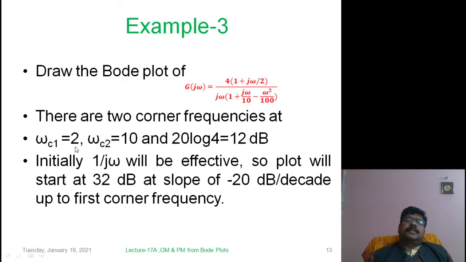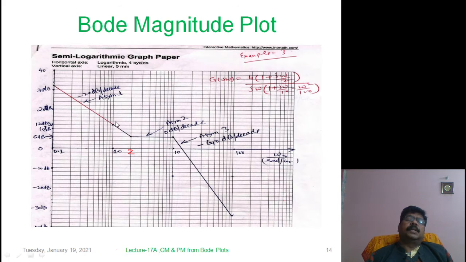Initially this 1 by j omega will be effective, so the plot will start with a 20 dB per decade slope. First of all you have to mark the 12 dB. Adding this with the 20 dB, it will start from 32 dB at a slope of minus 20 dB per decade up to the first corner frequency. The first corner frequency is 2 radian per second, so up to 2 radian per second, up to here.